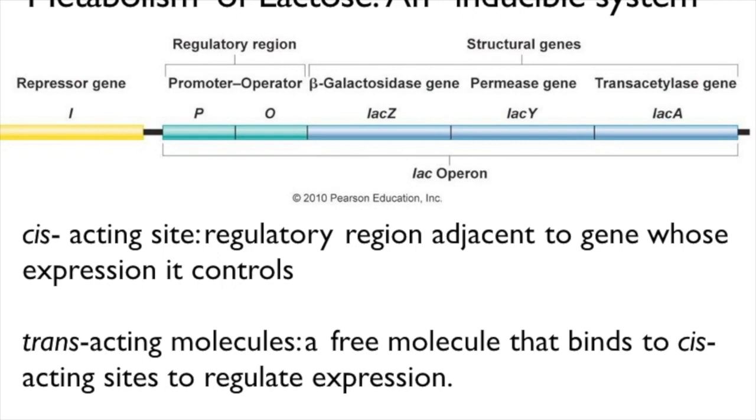Okay? Now, that's why I said this repressor gene can be right there. It can be way down the line. It doesn't matter. When it's transcribed and translated, it's not the repressor gene we're interested in. It's the protein, the repressor protein that's produced, that is the trans-acting molecule. It is going to interact with the regulatory region.